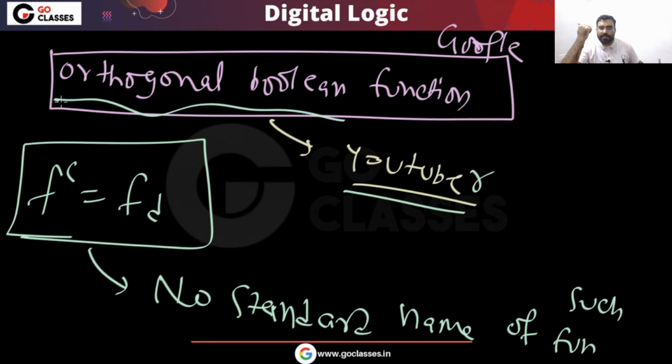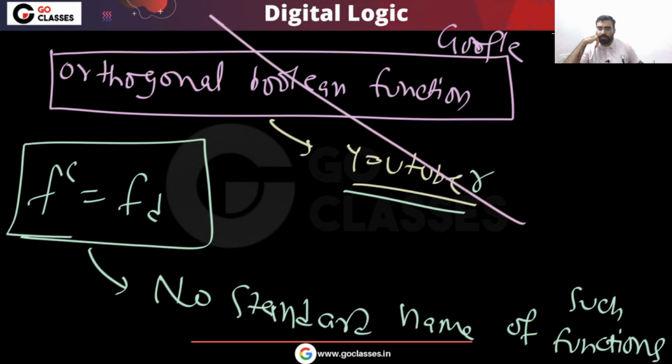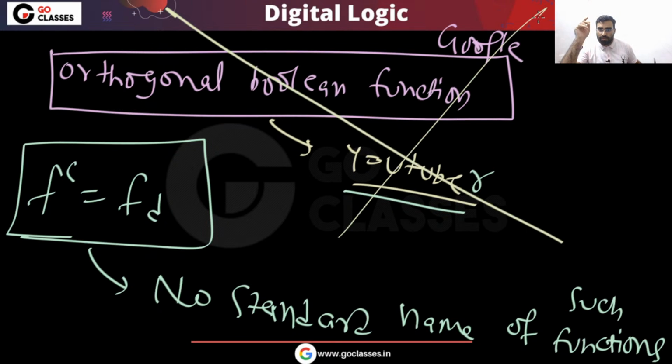So this is not a standard name. Anyway, there is a YouTuber who is calling it an orthogonal Boolean function. That video, a 10 or 15-minute video, you watch, and the explanation is completely wrong.